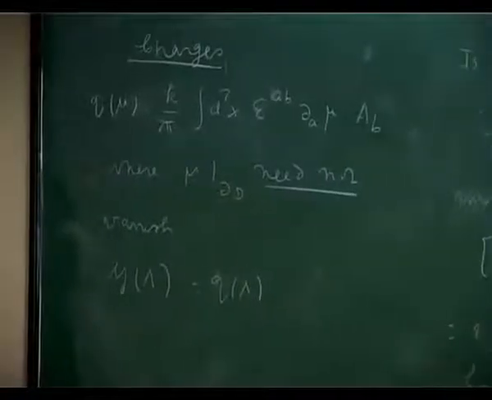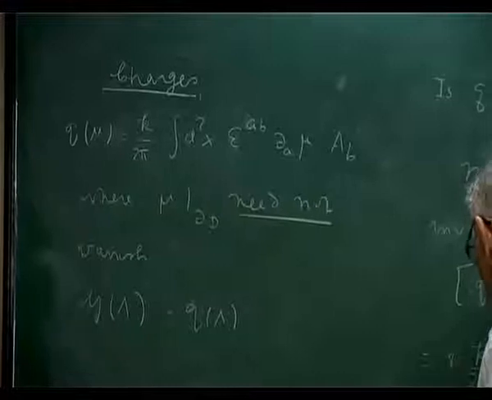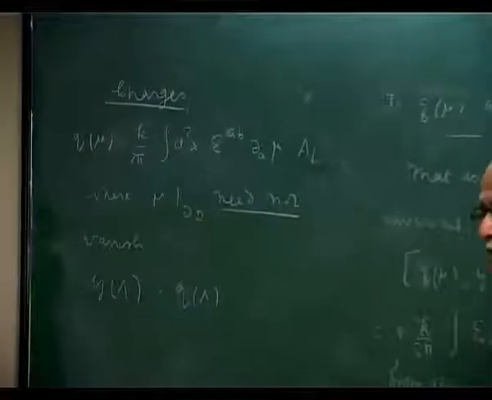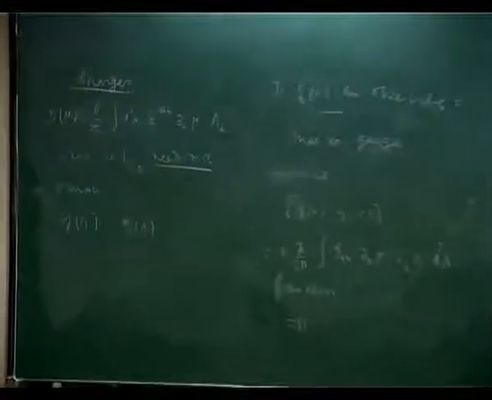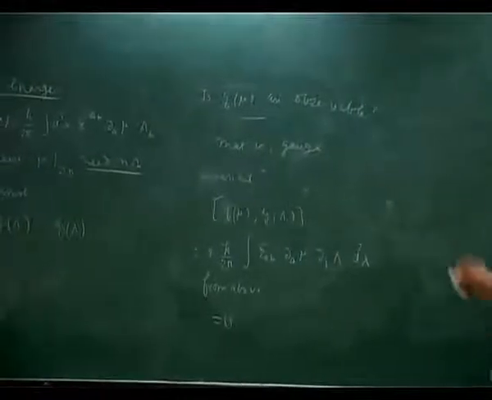Now this is 0, because lambda vanishes at the boundary. So it is first class. So yes, it is.